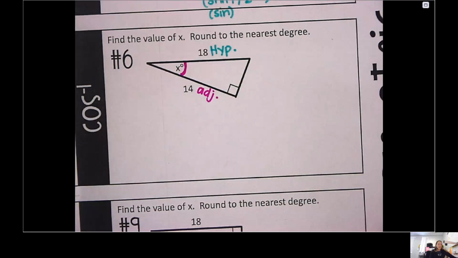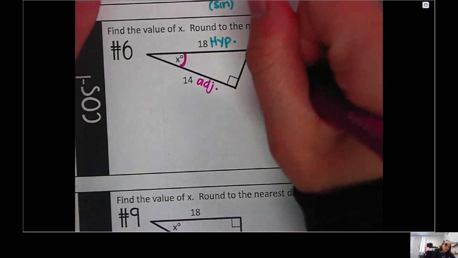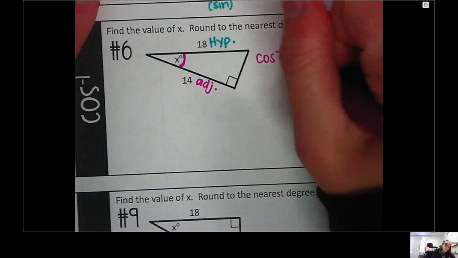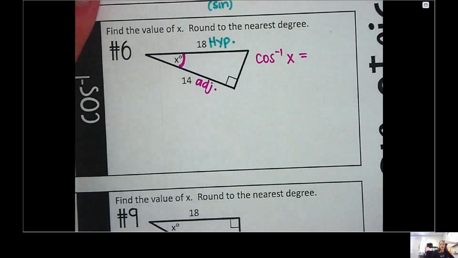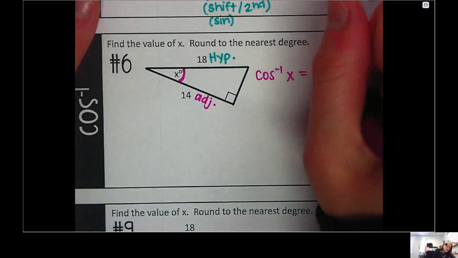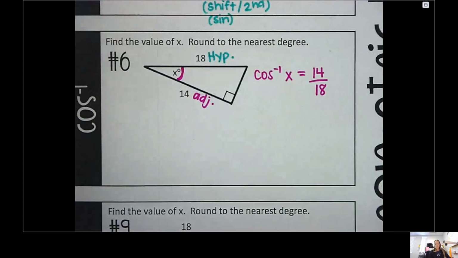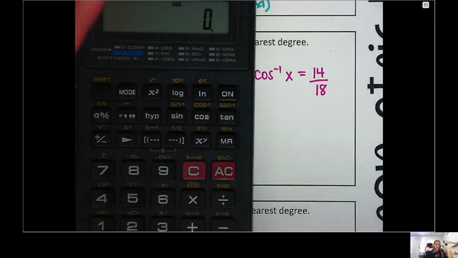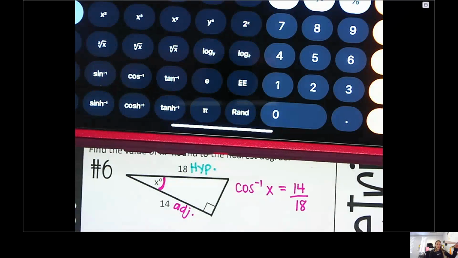So to figure out what x is, I'm going to take the cosine, excuse me, look at me, I was about to say the wrong thing. The cosine of, and so it's cos, so SOHCAHTOA, so it's A over H, which is adjacent over hypotenuse, so 14 over 18. Okay, so let's put it in our calculators. Remember, we're going kind of backwards here. I'll do this one on my phone, so you've got an example.